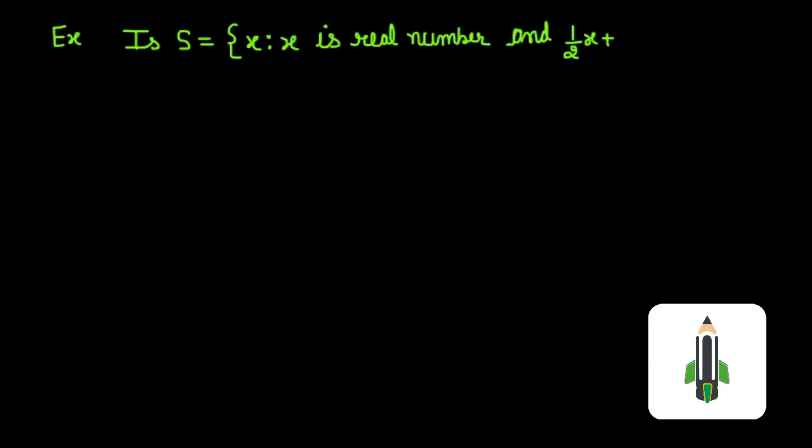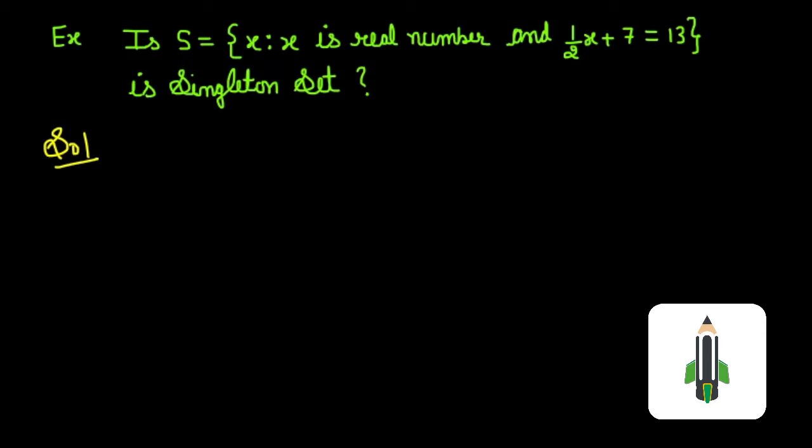In this video, we are going to solve the example: S is equal to {x such that x is a real number and half x plus 7 is equal to 13} is a singleton set. Now to solve it, half x plus 7 is equal to 13.